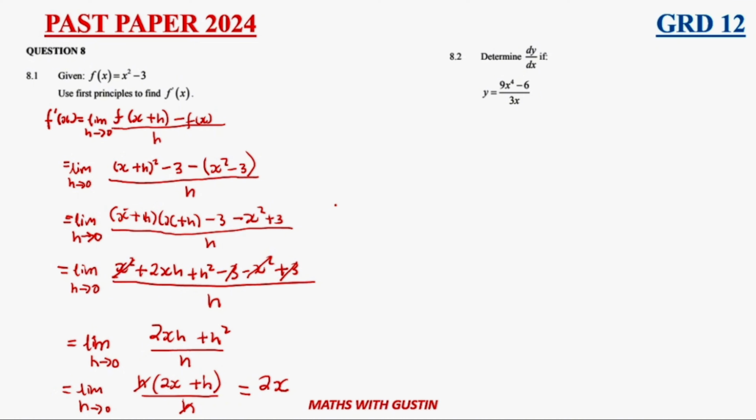All right. And that's how you would deal with a question like this one, where you must find the derivative of x squared minus 3 using first principle.